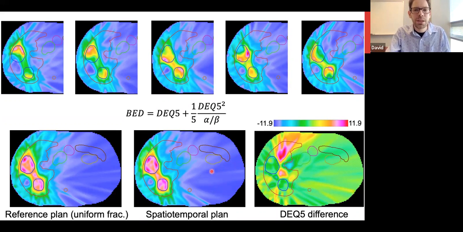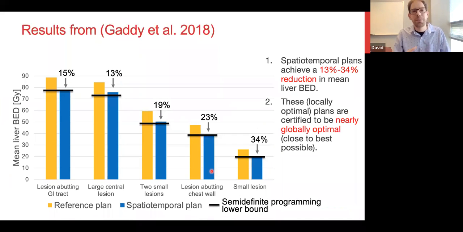Okay, and so we can use these pictures to get a sense of how well this works, and then of course we can do this for many patients and quantify these differences. Just wanted to mention, of course, we didn't just do this for one patient, but for a set of patients with different geometries, studying what happens with large lesions versus small lesions or multiple lesions, etc.